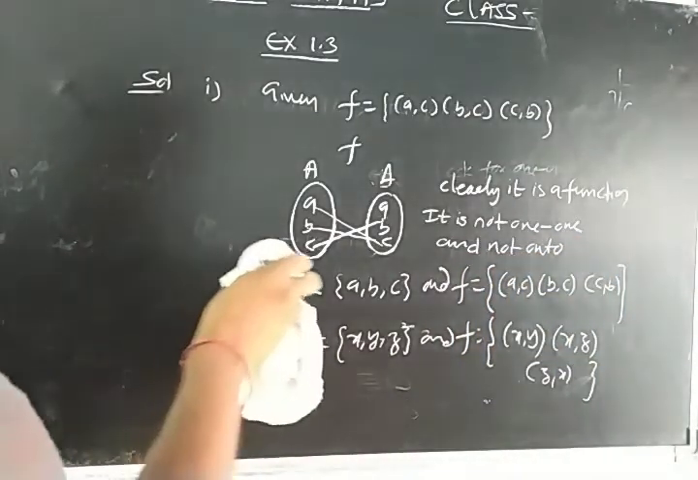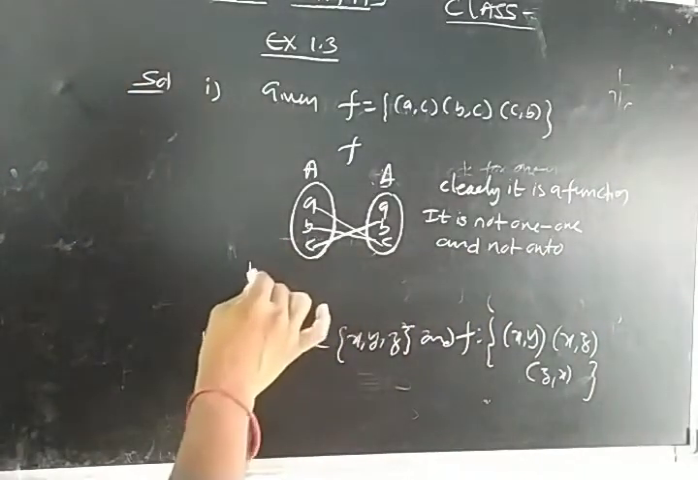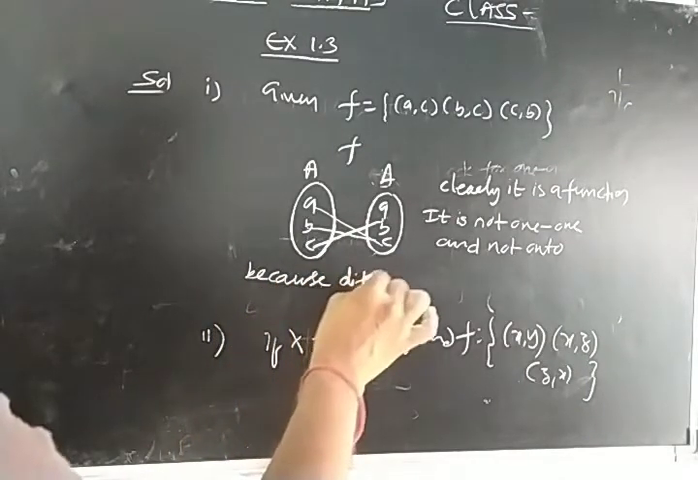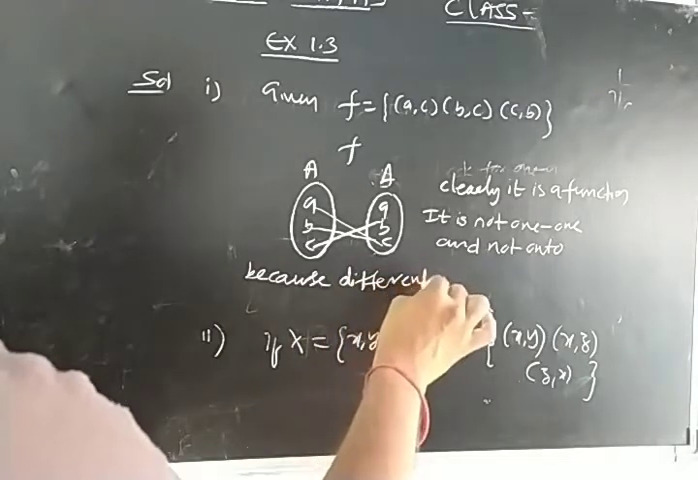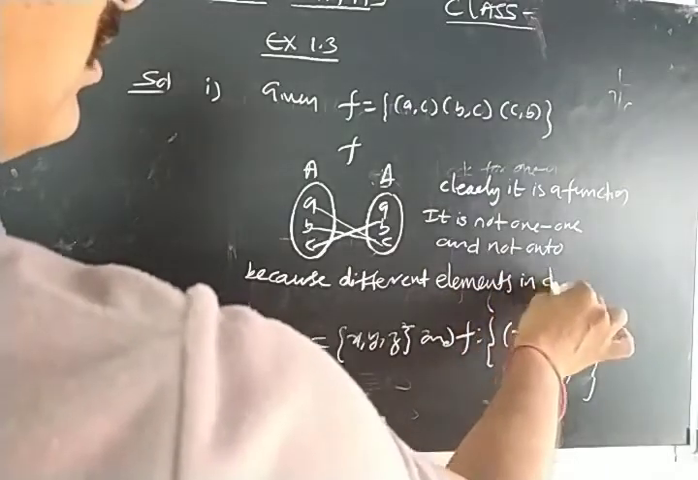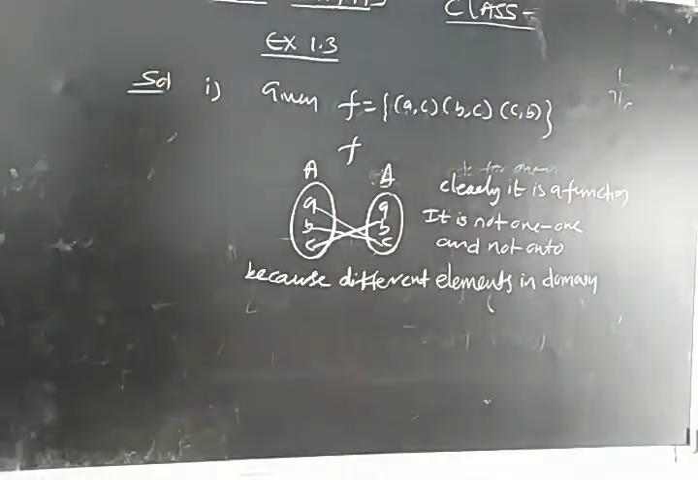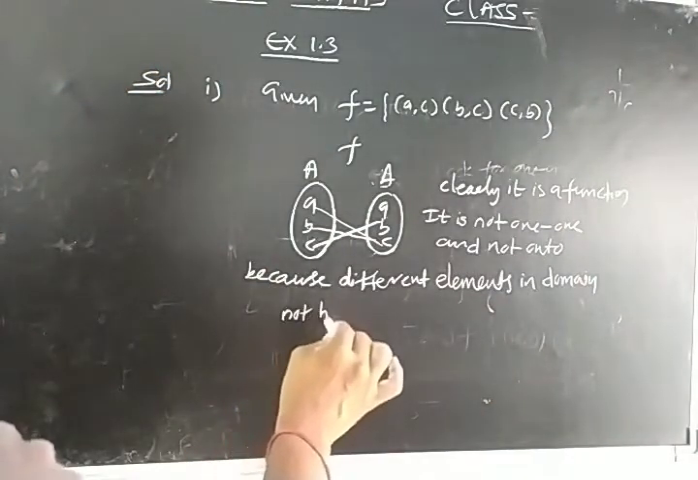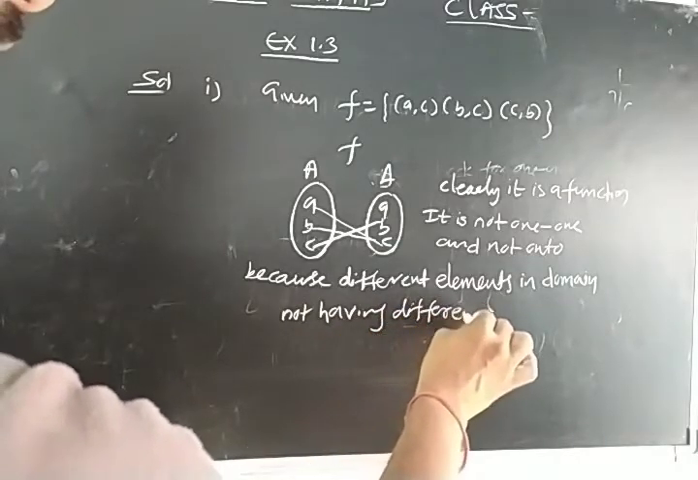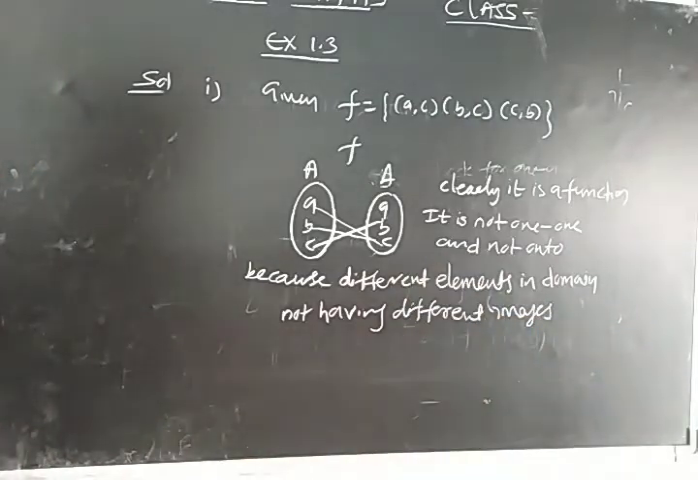So he is asking the reason also, no? Why is it not 1-1? Because different elements in the domain are not having different images. So this is the reason for not 1-1.